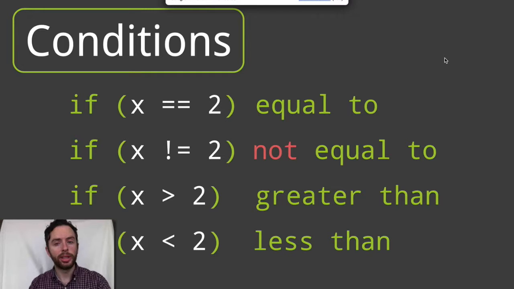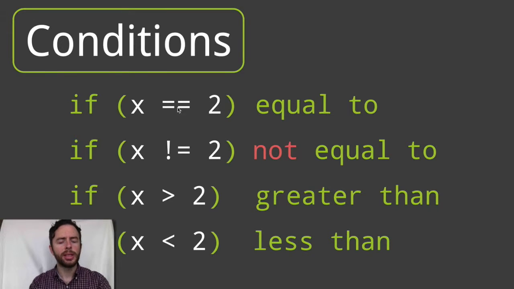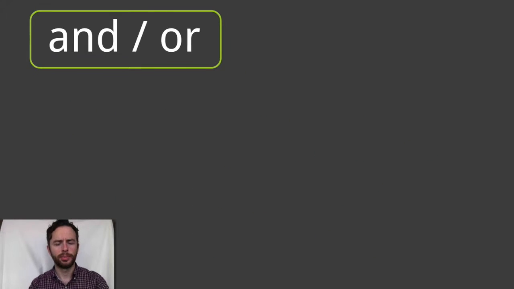Here are some examples of conditions. This means if x is 2, or is equal to 2. We use this funny syntax with 2 equal signs. This means not equal to. You recognize the greater than and the less than. So if those conditions are met, then the computer will run code that you choose.